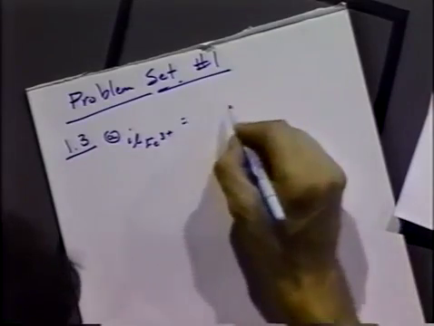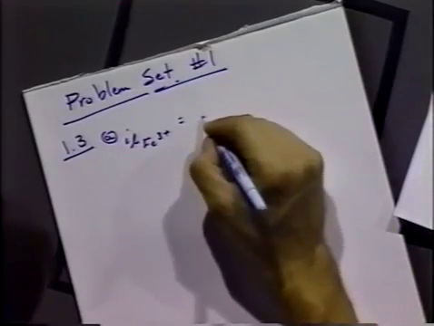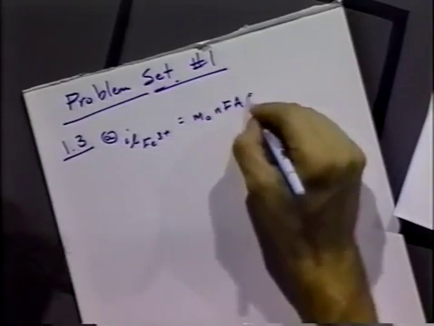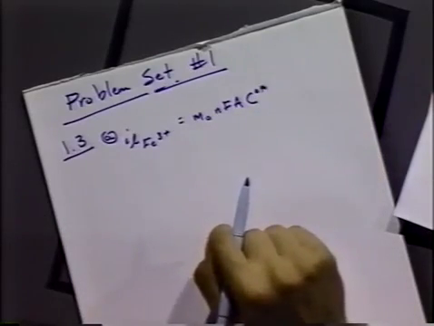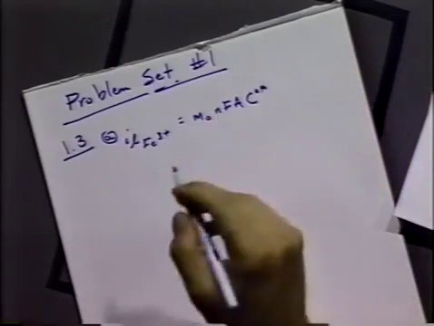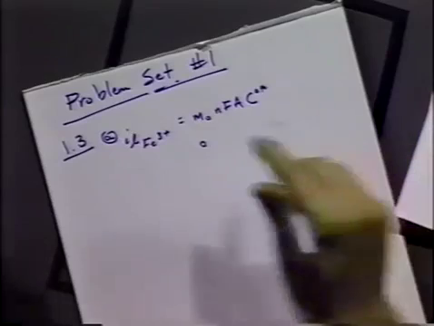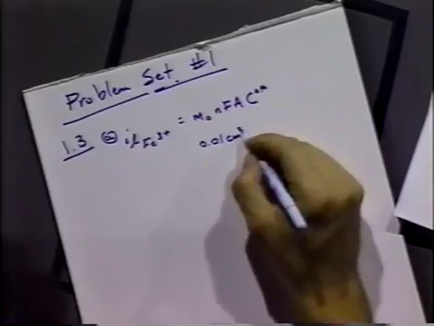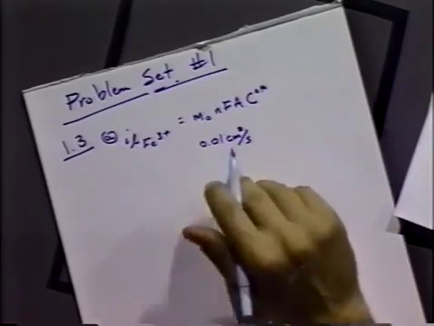And so that's equal to, as I remember, m sub 0 NFA C 0 star, right? So all we have to do is then put in all the relevant parameters. What's the mass transfer coefficient? 10 to the minus 2 centimeters per second, right? Iron 3 plus is going to iron 2 plus, so N is equal to 1 in that system.